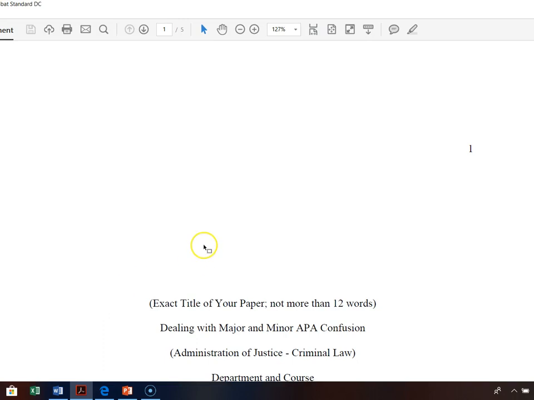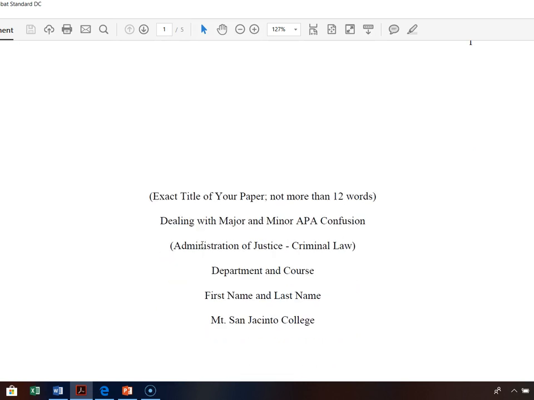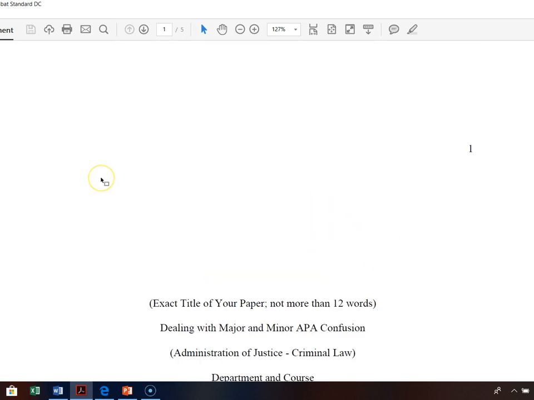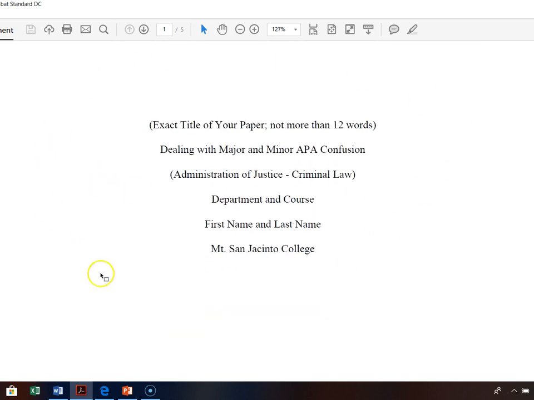Here's an example that I actually have posted in Canvas that you can look at. So this is a paper on how to write a paper. So again, I put in here, here's the center. This is the title page, so the exact title of your paper.